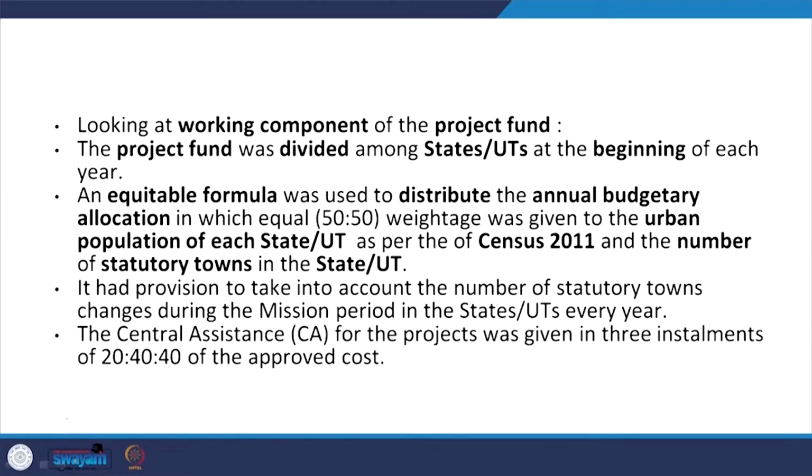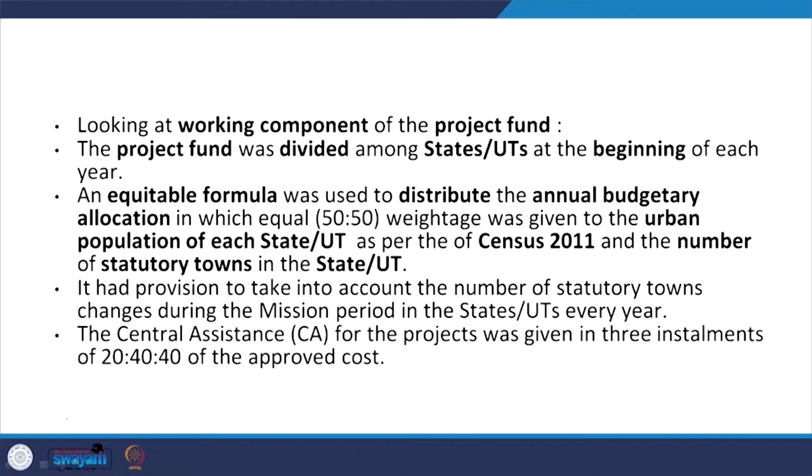Looking at the working component of the project fund, the project fund was divided among states or union territories at the beginning of each year. An equitable formula was used to distribute the annual budgetary allocation, in which equal 50-50 weightage was given to the urban population of each state or union territory as per the census of 2011 and the number of statutory towns in the state or union territories.